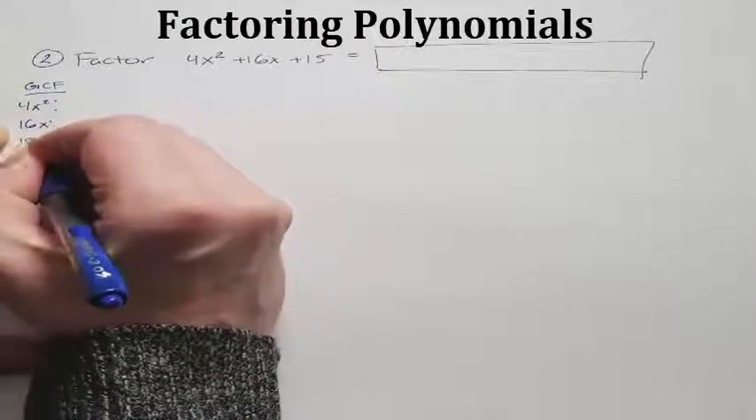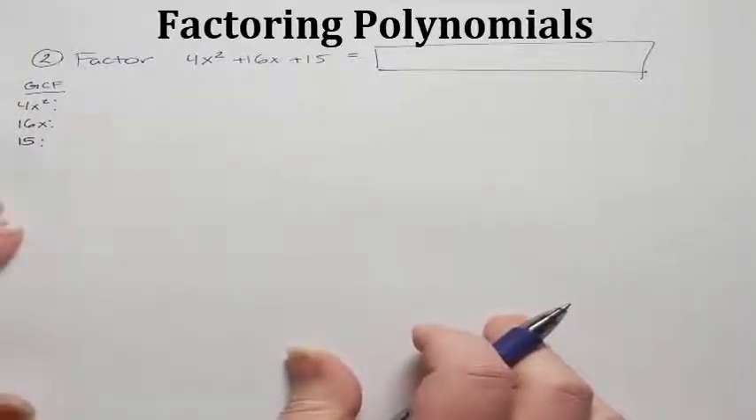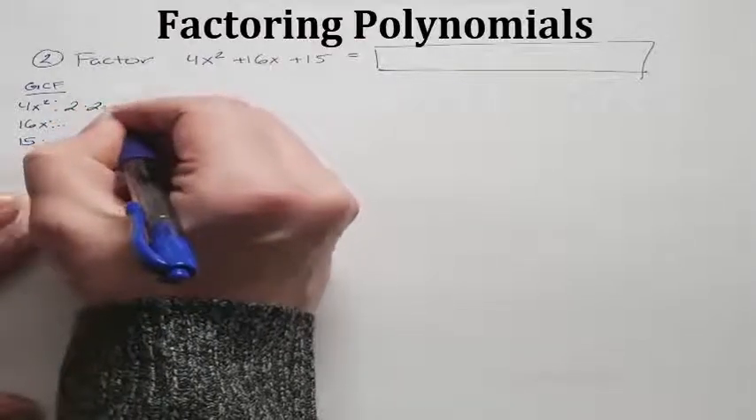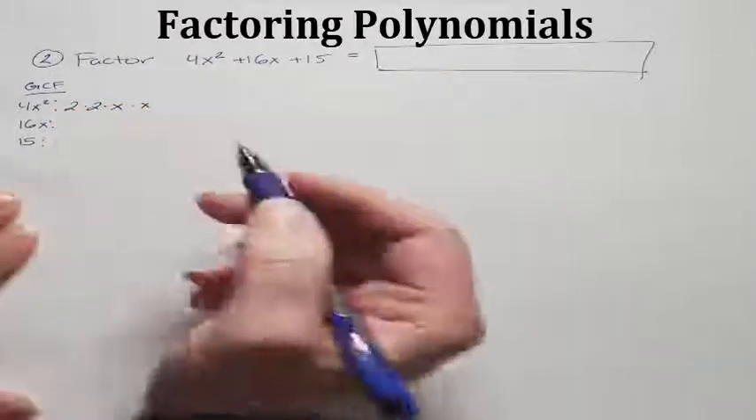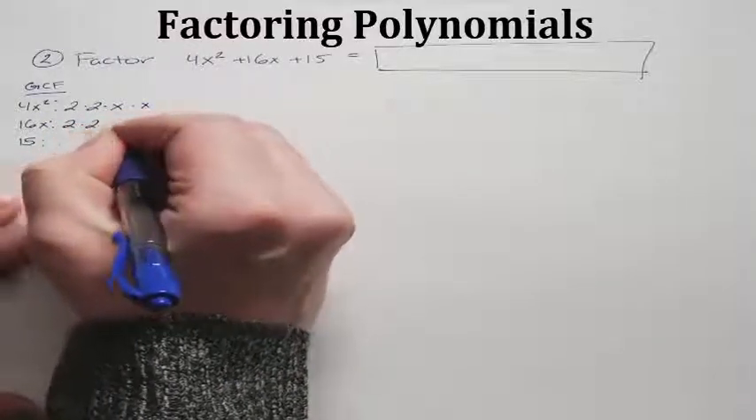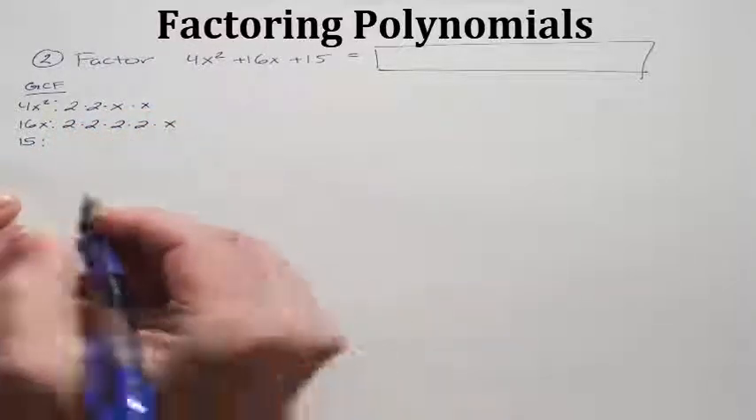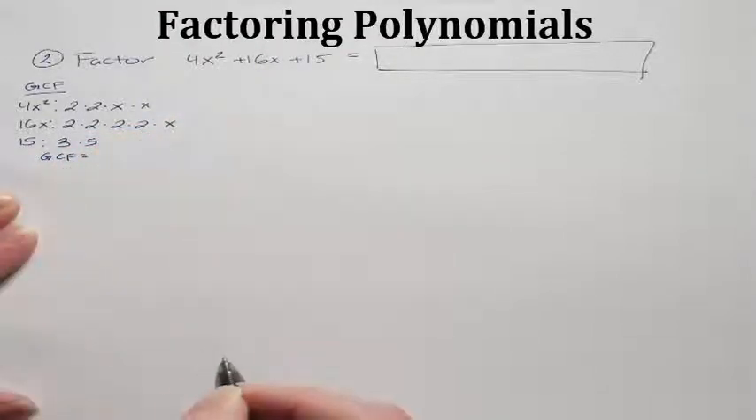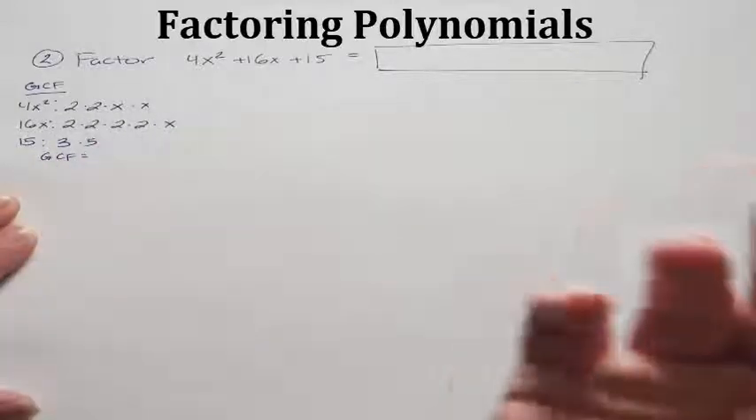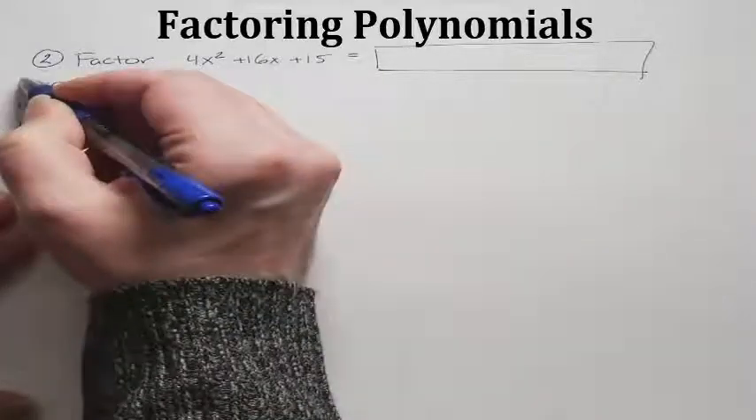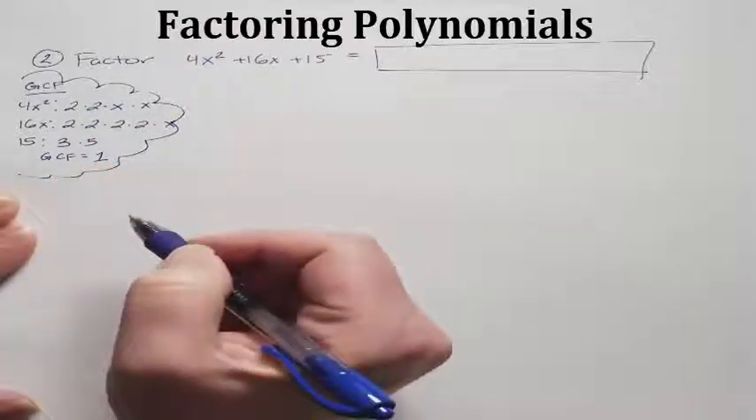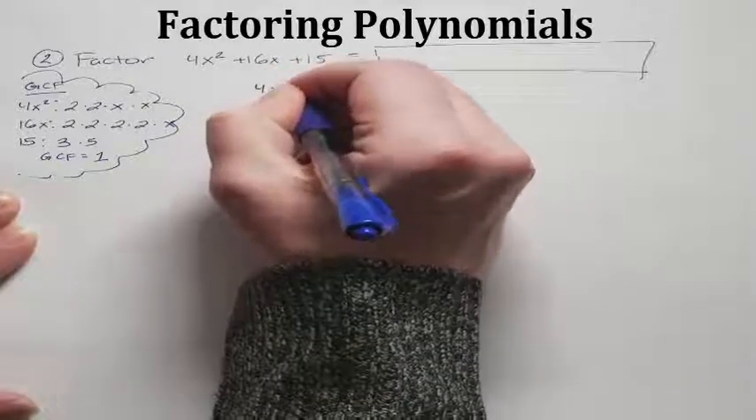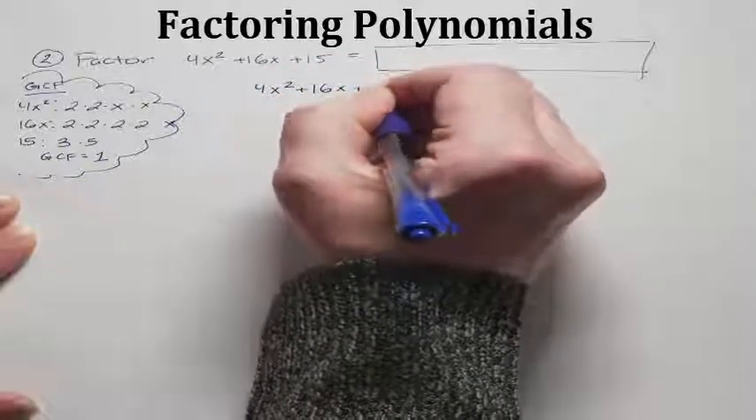So here are the 3 terms from my trinomial. Do these 3 terms have a GCF? So prime factorizing 4x squared is 2 times x times x. Prime factorizing 16x is 2 times 2 times 2 times 2 times x. Prime factorizing 15 is 3 times 5. So I'm looking, is there a GCF they have in common? There is nothing they have in common. So my GCF is a 1. So this was my GCF thought bubble. This problem is the smallest that I can work with, so I am actually having to factor this problem then.